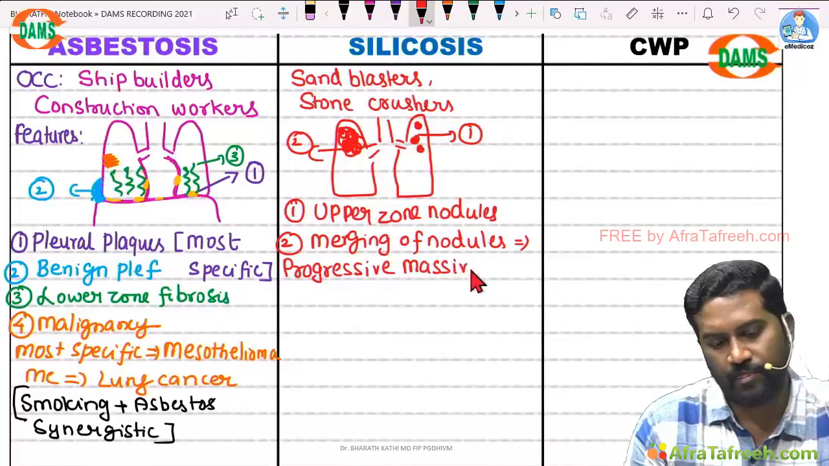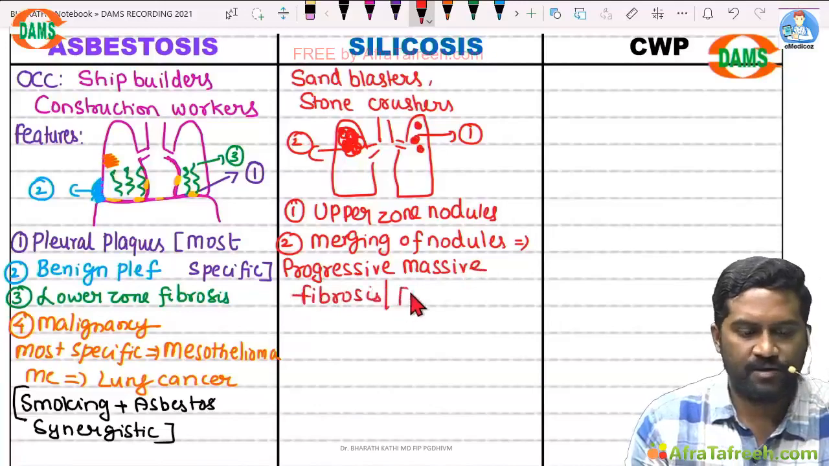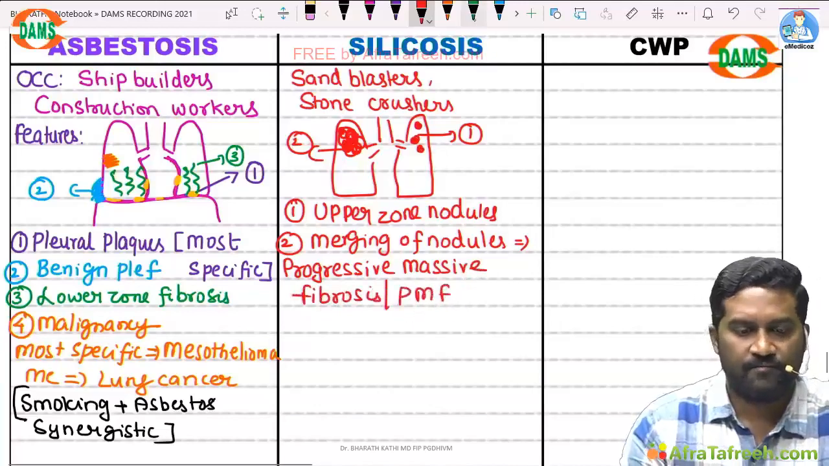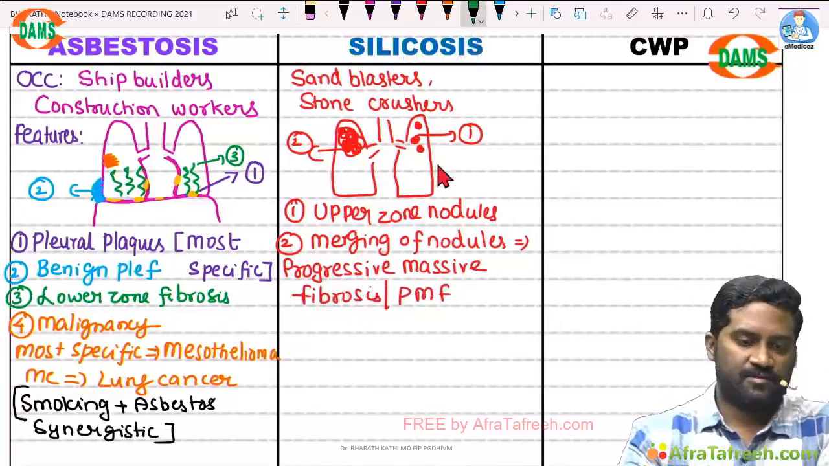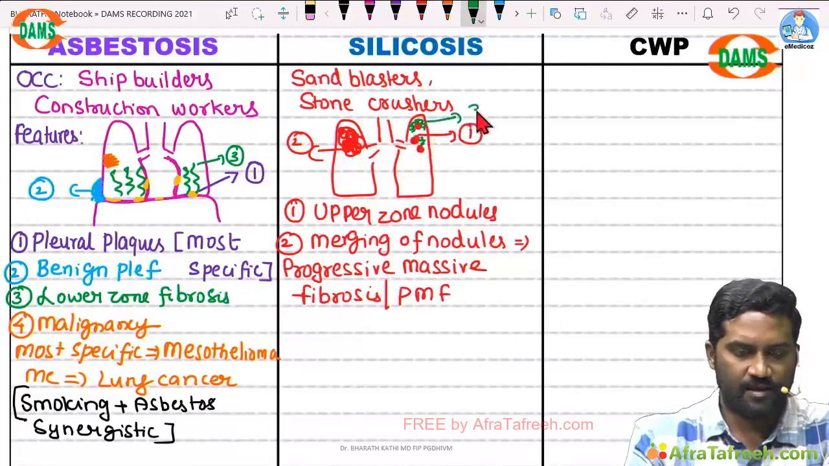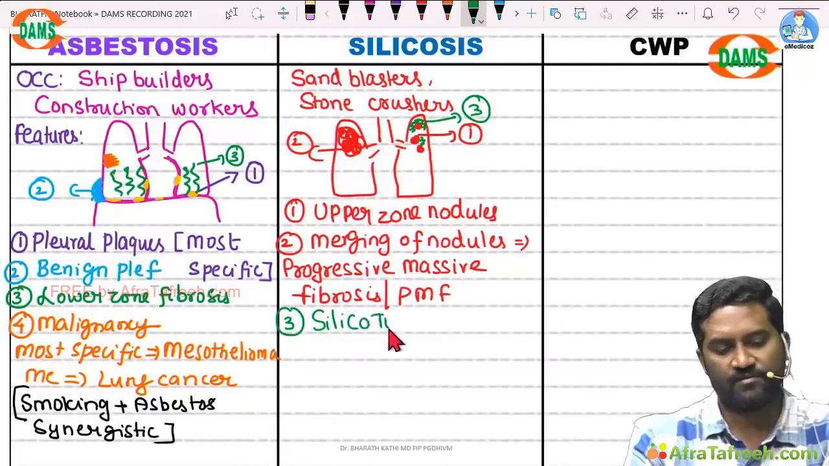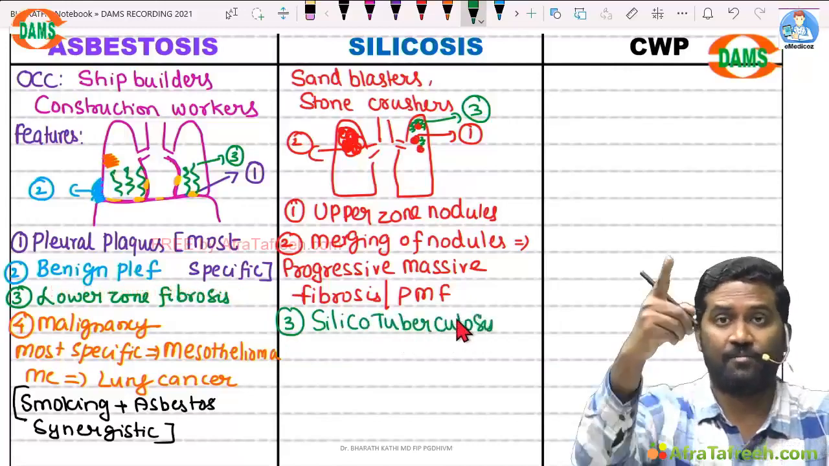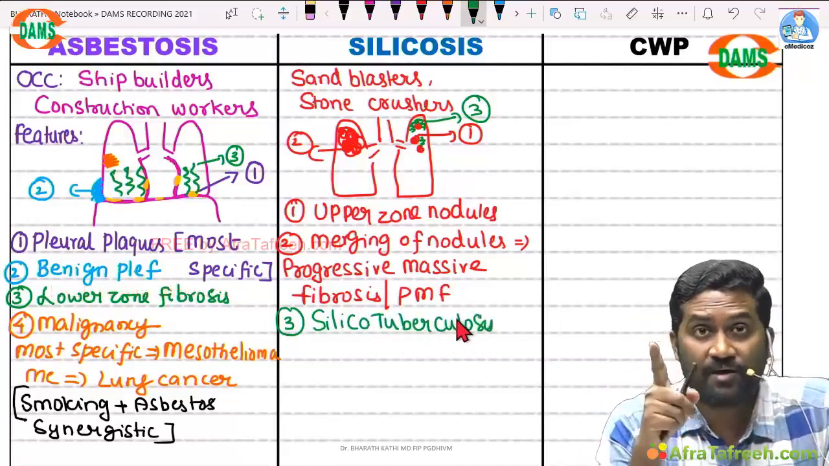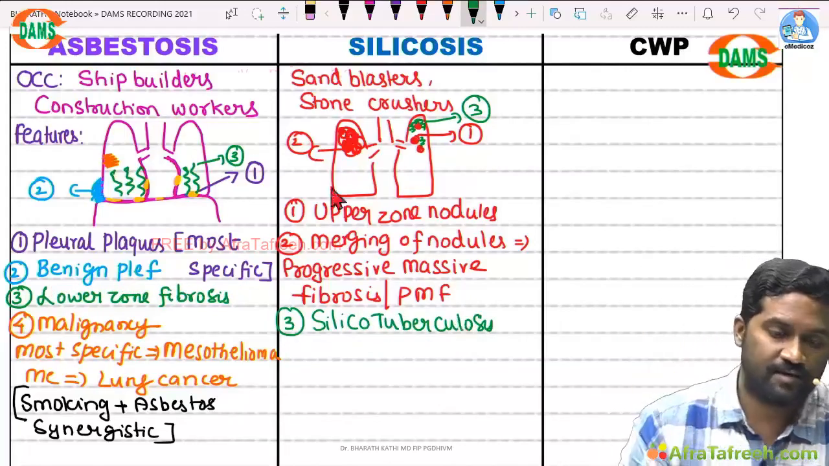massive fibrosis, also written as PMF. Whenever silica exposure continues, there can be development of infection in the upper zones of the lung. What is this infection that silica particles are responsible for? Tuberculosis. Why is it so? Silica particles damage the alveolar macrophages, and alveolar macrophages are considered as first line of defense against TB bacilli.